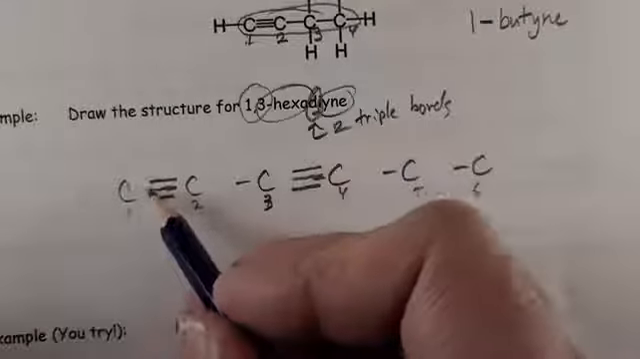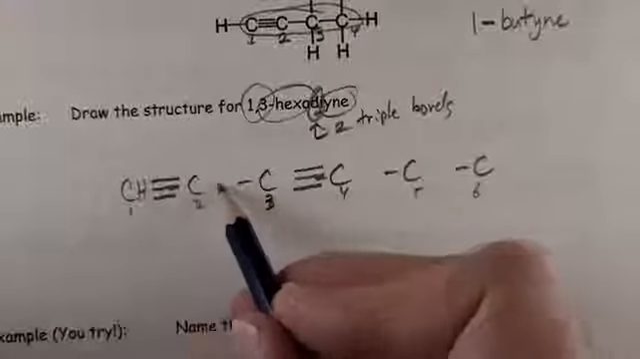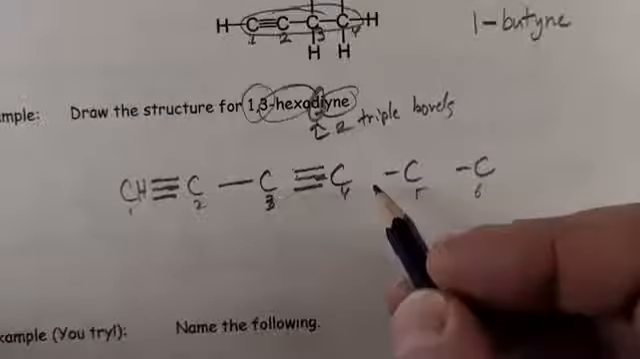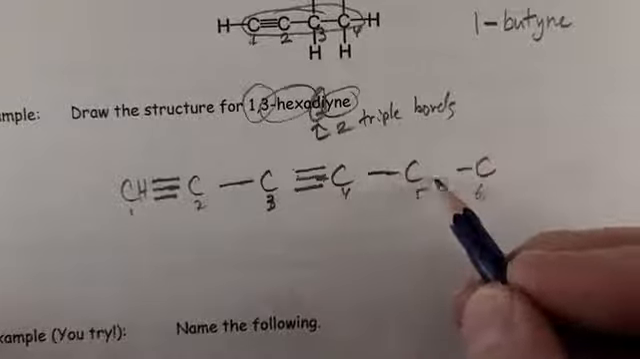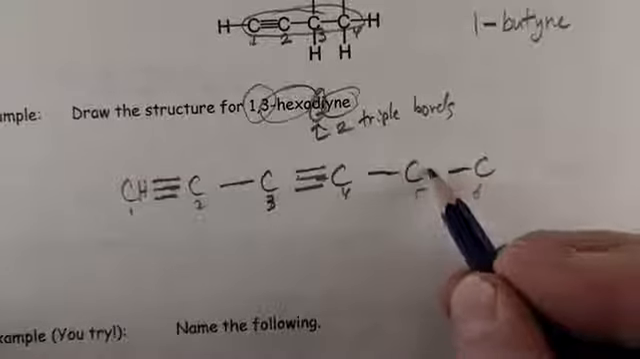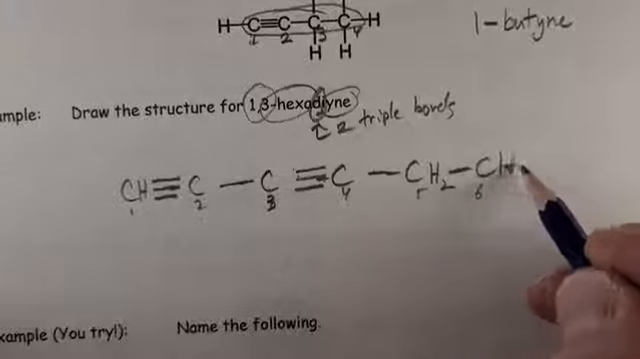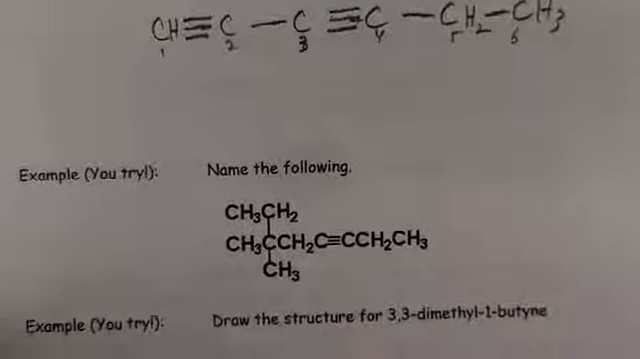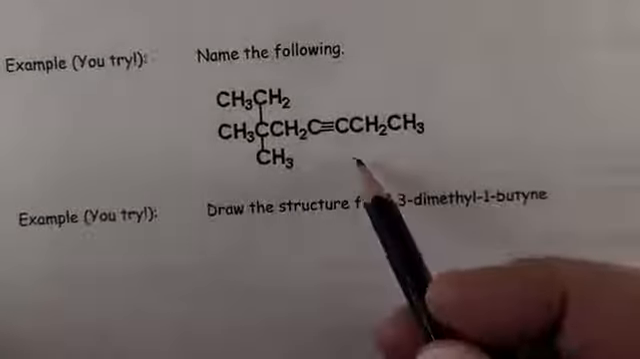This carbon bonded to 3 things needs 1 H. This carbon, 1, 2, 3, 4, is good as is. Same thing with this one, 1, 2, 3, 4, we're good. This carbon, 1, 2, 3, 4, we're good. This carbon, 1, 2, so we need 2 H's. And this carbon's bonded to one thing, so it needs 3 H's. There we go. This next one, if you want to pause the video and try these, you certainly can.